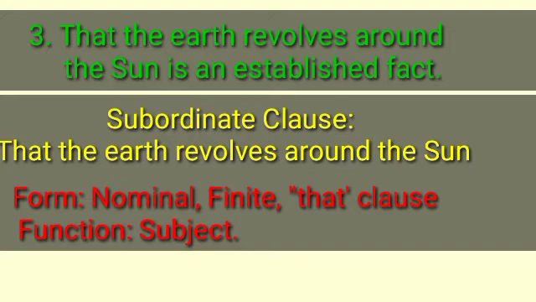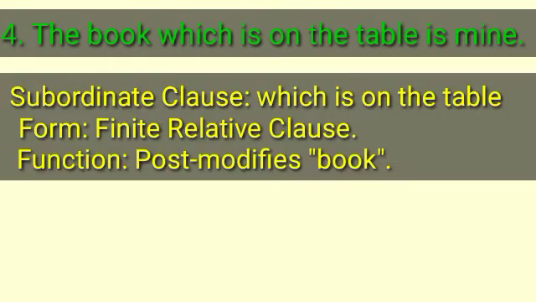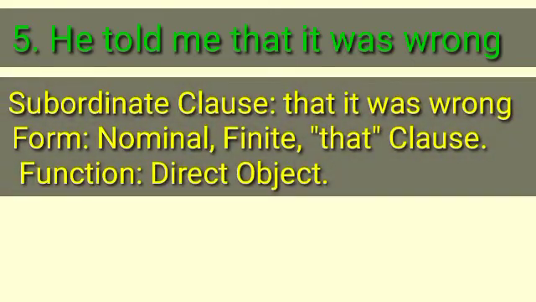See the next example, the book which is on the table is mine. In this sentence, which is on the table is the subordinate clause. Its form is, it is a finite adjective clause. You can also write relative clause. To be more precise, it is a relative clause, and its function is that of the post modifier because it post modifies the antecedent noun. Look at the next sentence. He told me that it was wrong. In this sentence, the subordinate clause is that it was wrong. Its form is finite nominal that clause functioning as the direct object.